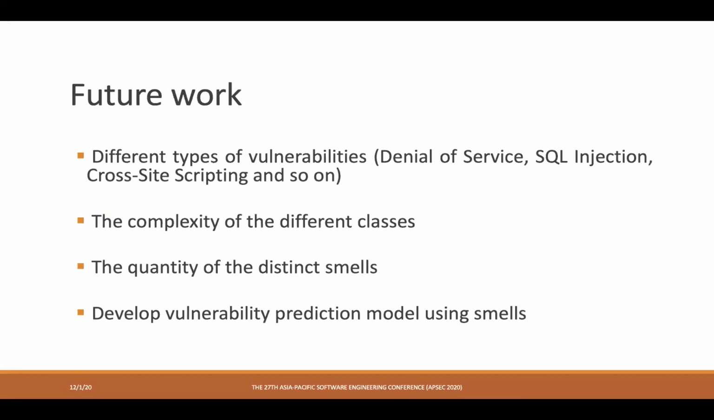So in our future plan, in this study, as we did not consider different types of vulnerabilities like denial of service, SQL injection, and cross-site scripting, in our future work, we'll try to focus on different types of vulnerabilities, consider other confounding factors like the complexity of different classes and the quantity of distinct smells, and finally, we have planned to develop a vulnerability prediction model using the code smells.